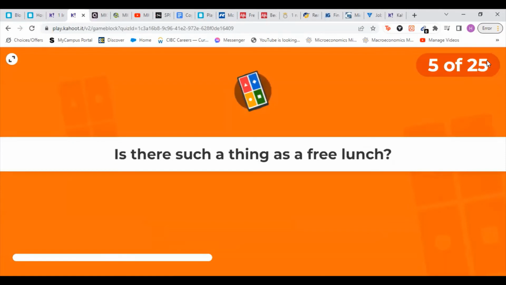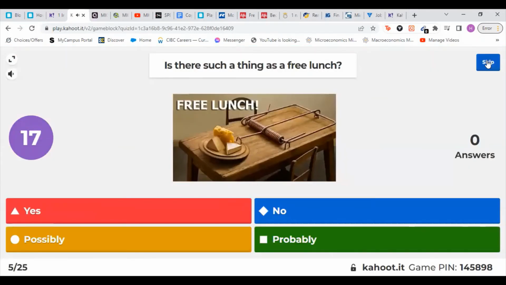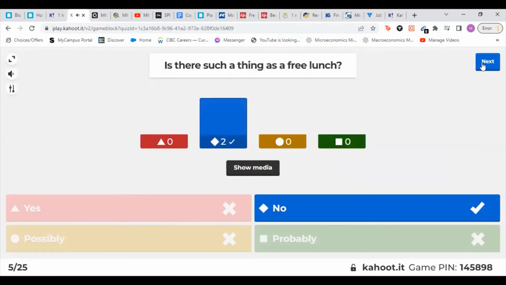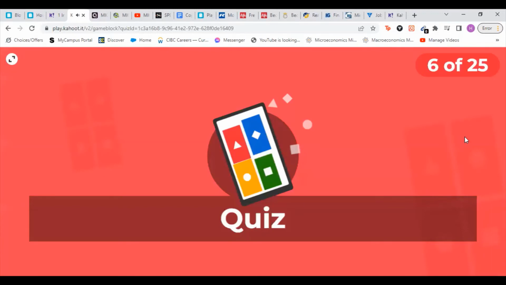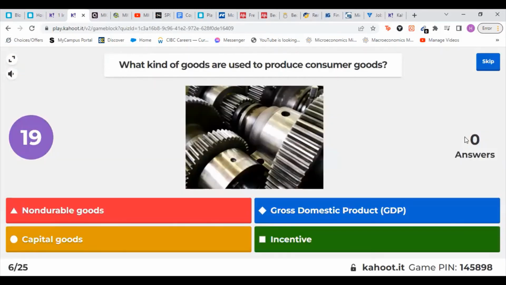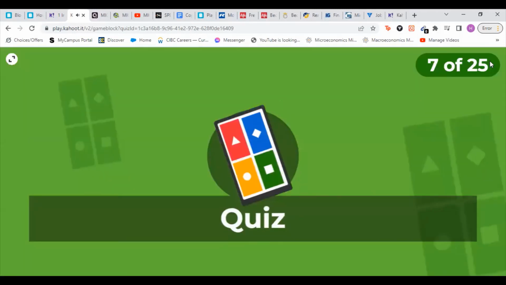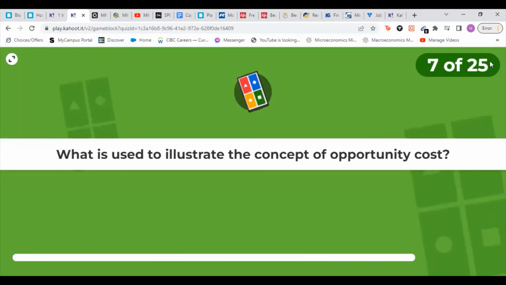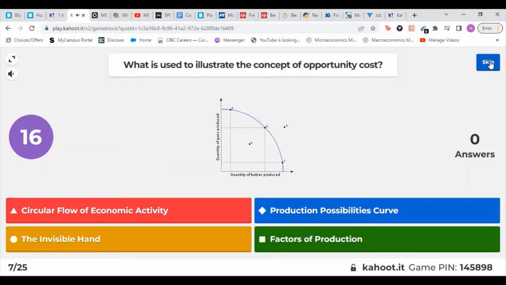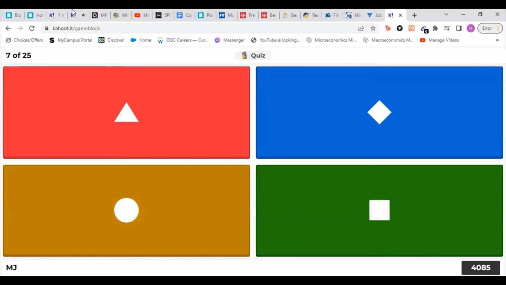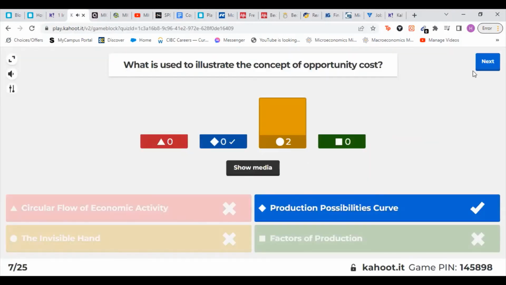And then, is there such a thing as a free lunch? No. Great job, you two. That's great. And then, what kinds of goods are used to produce consumer goods? Capital goods. And then what is used to illustrate the concept of opportunity cost? Invisible hand. Okay. No. Production possibilities curve. That was a hard one.